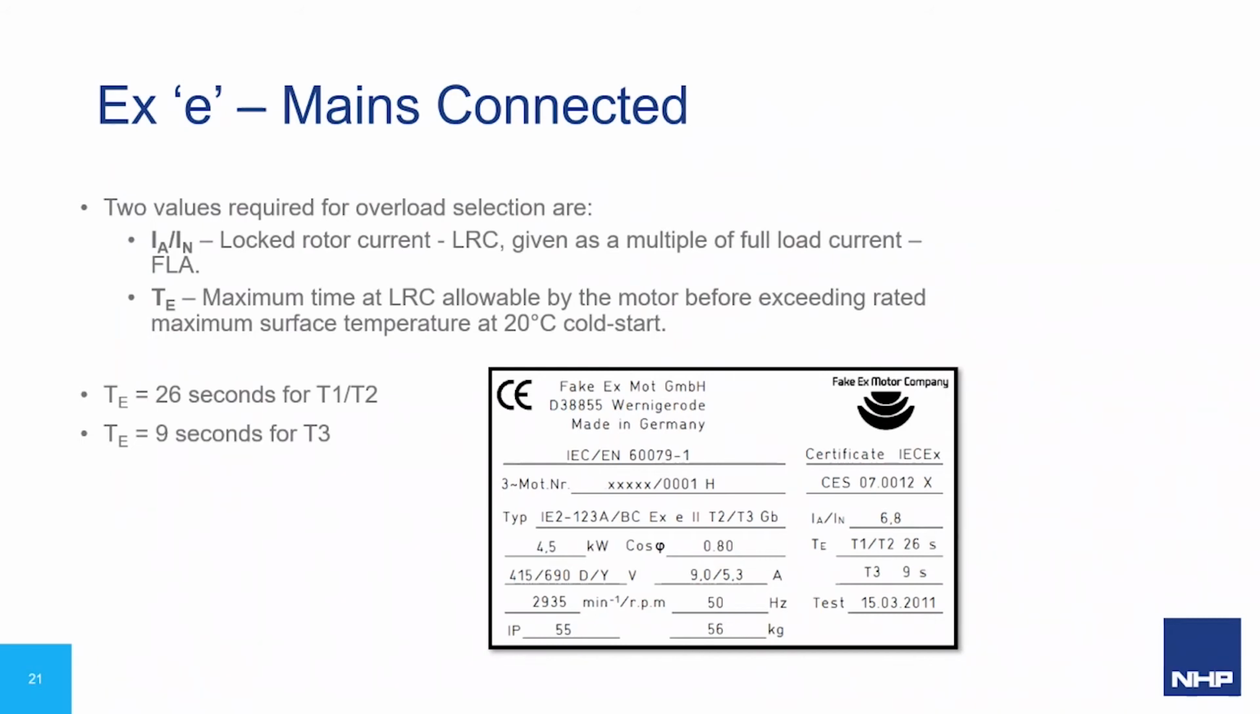Now you will see that this time is longer than the T3 time, which is 200 degrees Celsius, as obviously 300 degrees allows for a higher surface temperature, meaning the motor can be allowed to experience its locked rotor current for a longer period of time before its surface temperature reaches this value. So the longer the motor is allowed to sit at locked rotor current, the hotter its surface temperature is. So for atmospheres with a higher ignition temperature, time TE can afford to be longer.